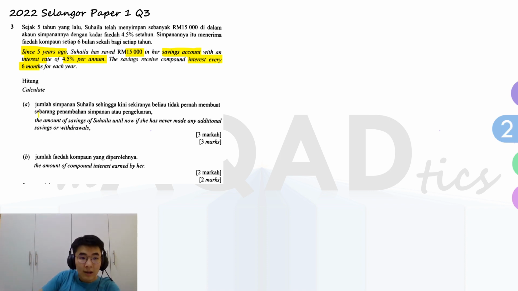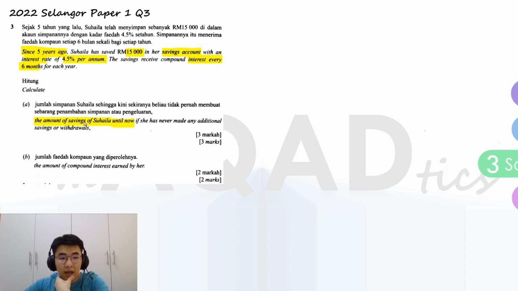Right? So for part A, we need to find the amount of savings Suhaila has until now. So this means that after 5 years, what is the amount in the saving account? If she has never made any additional savings or withdrawals, she didn't take any money from the bank account or didn't put any extra money into the bank account. Right? So let's find out the date that this situation happens.